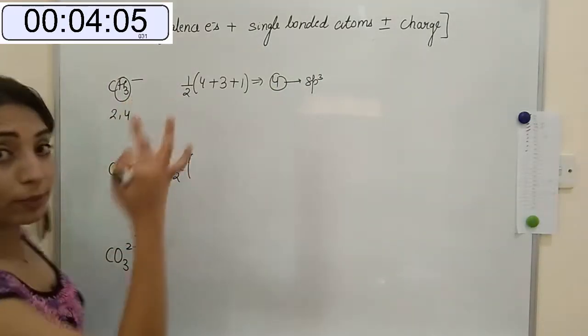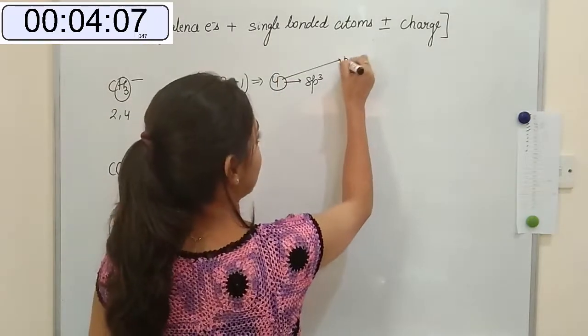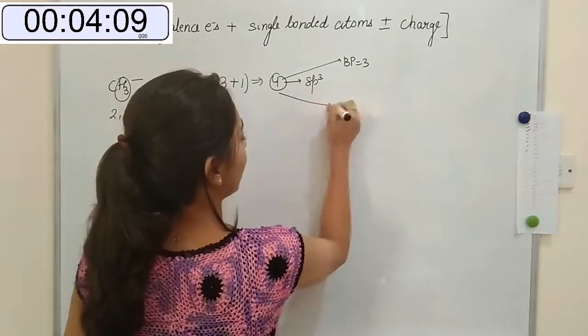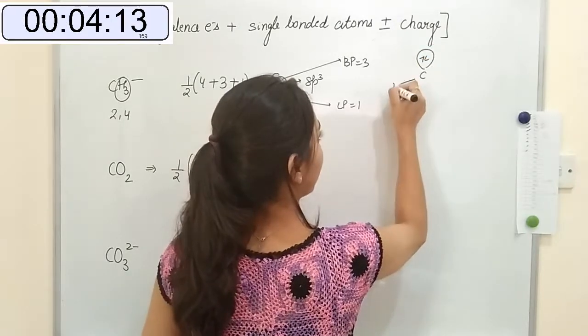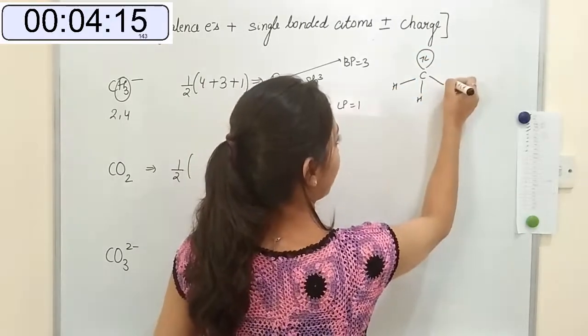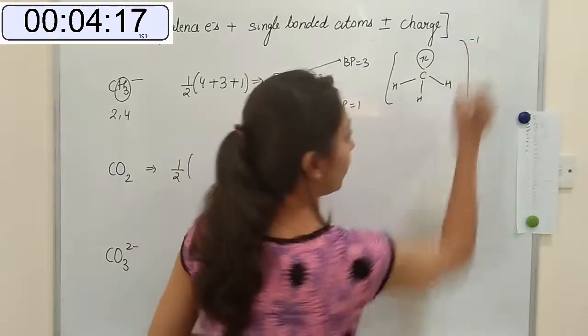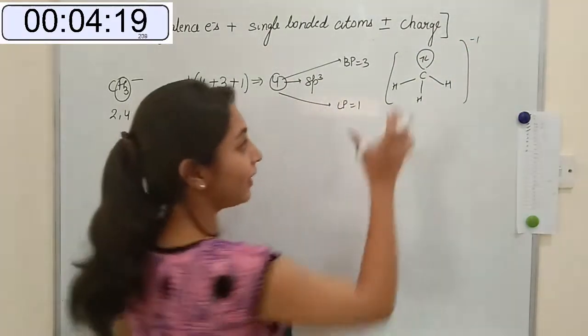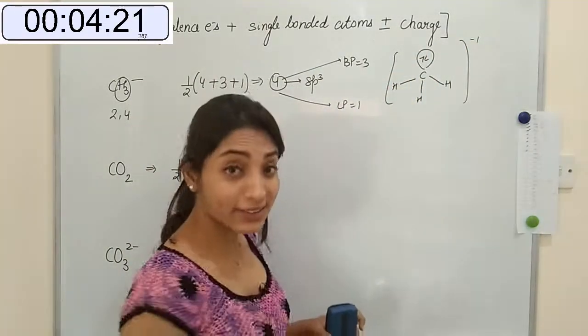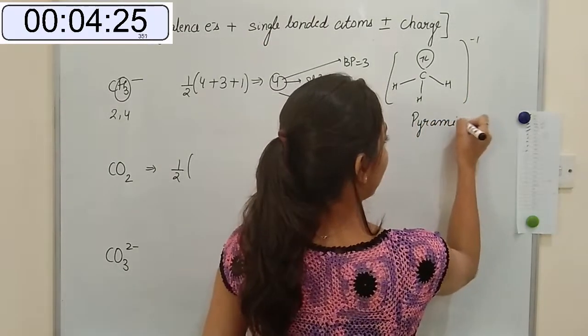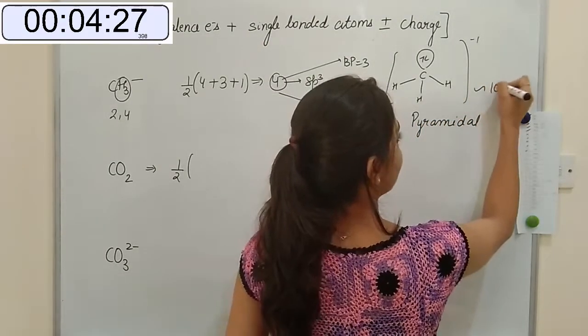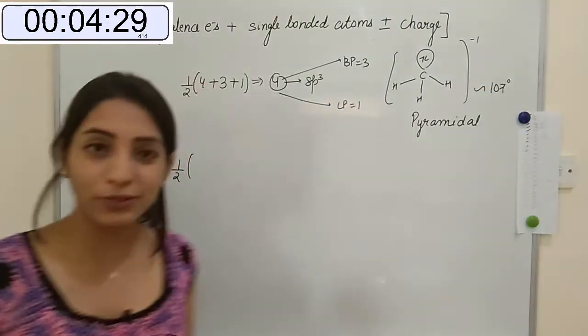Here the number of bond pairs are 3, so divide it like this. Bond pair is 3, lone pair is 1. So carbon, 1 is lone pair and 3 hydrogens with whole 1 negative charge, right? Now if you take a picture, lone pair doesn't come in the picture. So the shape is pyramidal and the bond angle is again approximately 107 degrees.